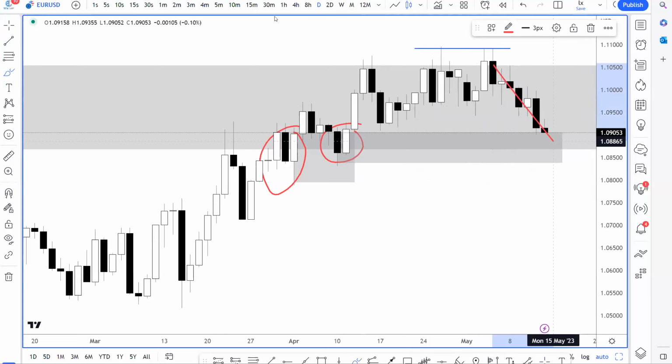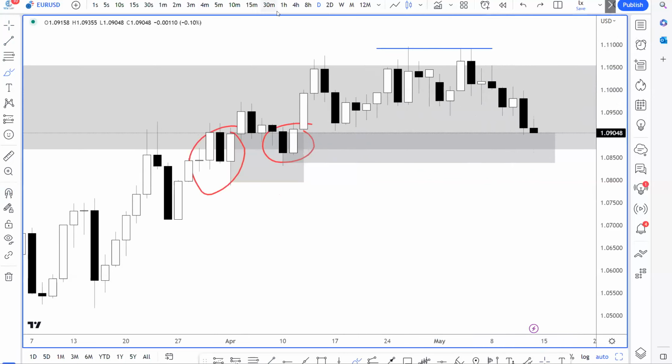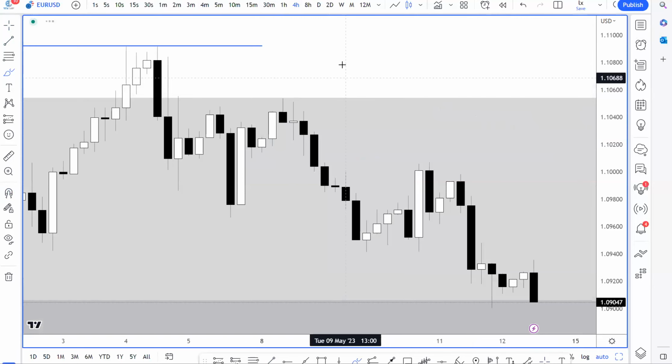So that's the picture on the daily time frame. If you go down to the 4-hour time frame, same idea.